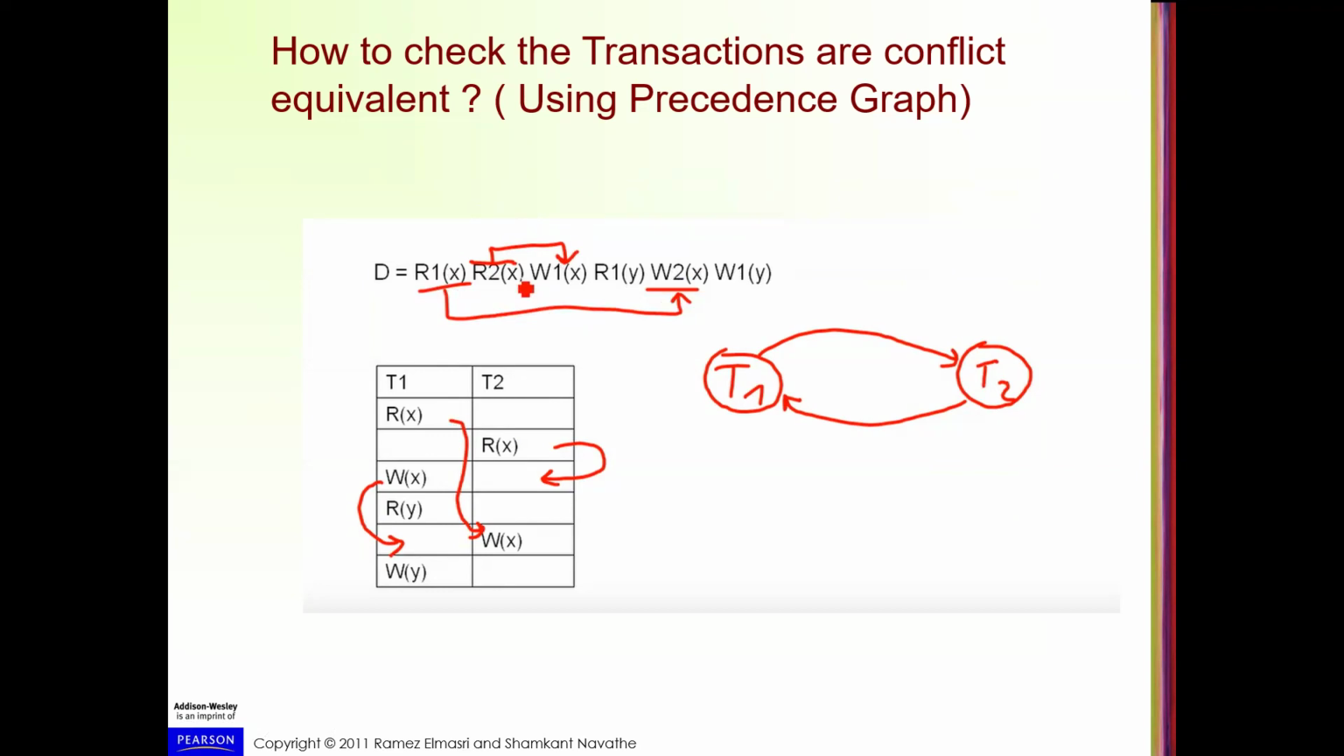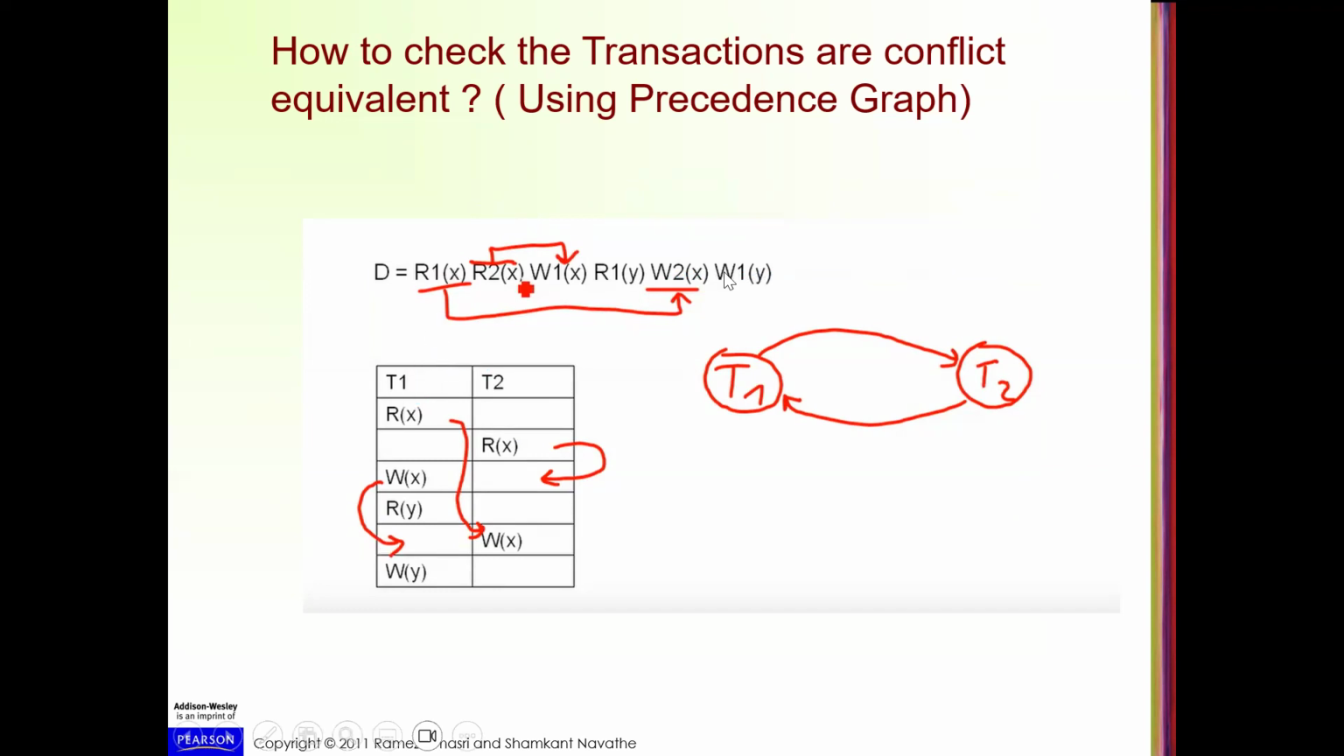How do we make it? Let's see. Now read this schedule. Here we have R1. It means this is the read operation performed by transaction 1. R2 means this is a read operation performed on X by transaction 2. W1 means the write operation performed by transaction 1 on X. R1 again means this is the read operation performed on item Y by transaction 1. W2 means transaction 2 is writing on item X. And W1 of Y means transaction 1 is writing on item Y. Okay. With that said, let's make a table.